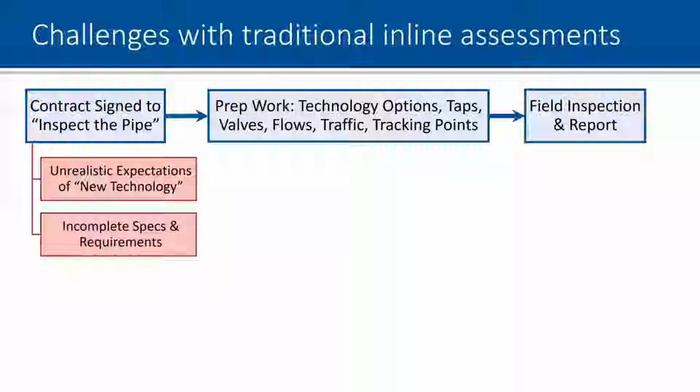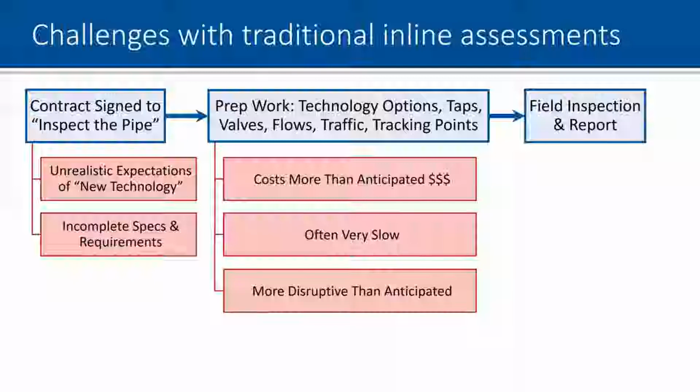Second is incomplete specifications and requirements. Sometimes the guidance to inspect this pipe was written by people who may not understand the full scope or breadth of what needs to be addressed in terms of project risk. And then with the prep work, sometimes this costs more than anticipated after the contract is signed. Sometimes it's a very slow process, taking 1 to 2 years to get the prep work done, and it's oftentimes more disruptive to the public and with traffic than anticipated.